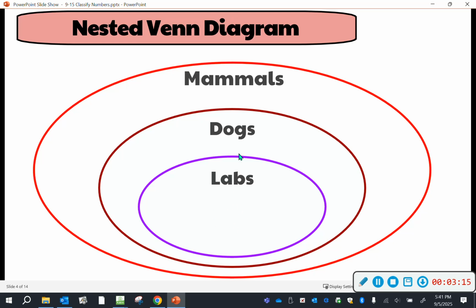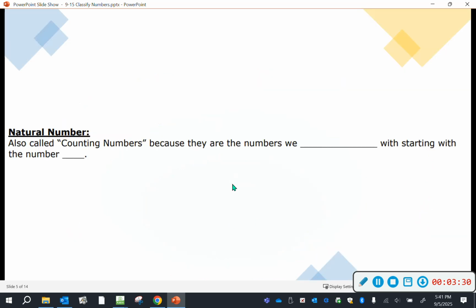Now, all labs are dogs. Are all Labradors mammals? Yes. You know why? Because they're inside this big red mammal circle. So anything inside the circle is a mammal, and that includes these Labradors. Okay, now we're going to go to your notes page. You've got a nested Venn diagram at the top, and below we've got some vocabulary.